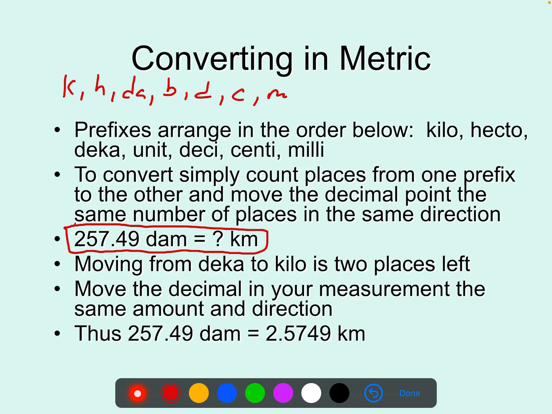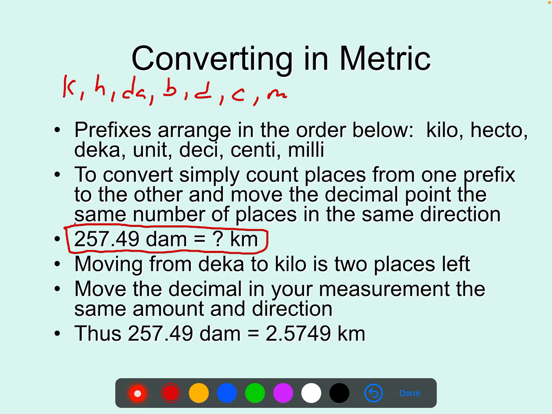So if you're doing a conversion like this, which will be much more challenging in our system, because not only do you have to remember what the words are, you have to remember the conversion factor, and then you have to decide if you're multiplying or dividing. You don't have to do any of that in this system. Just start by figuring out where you're starting from, and then figure out where you're ending up.